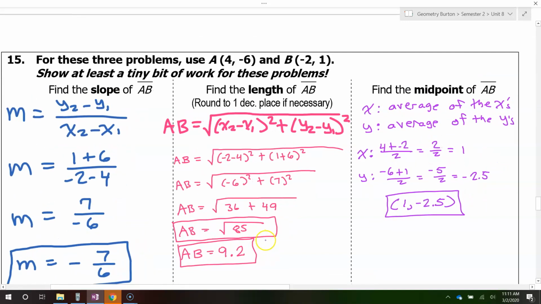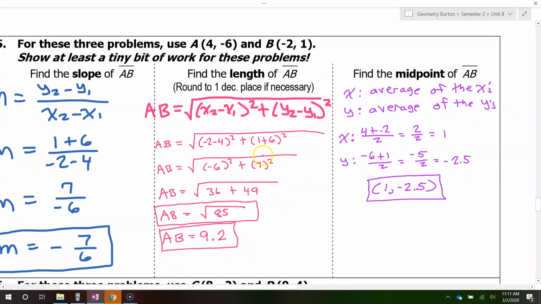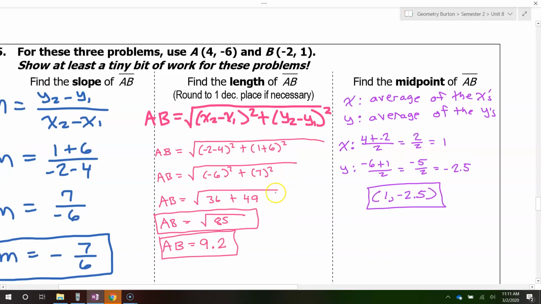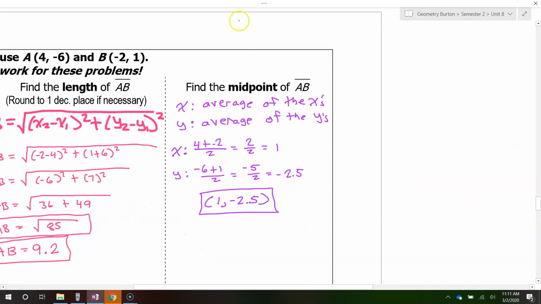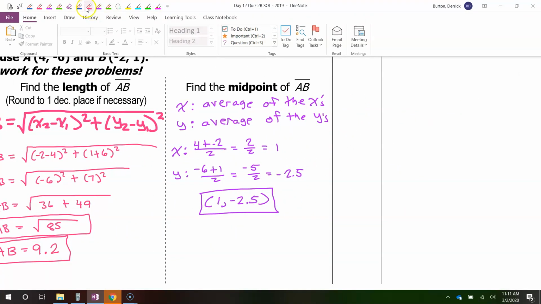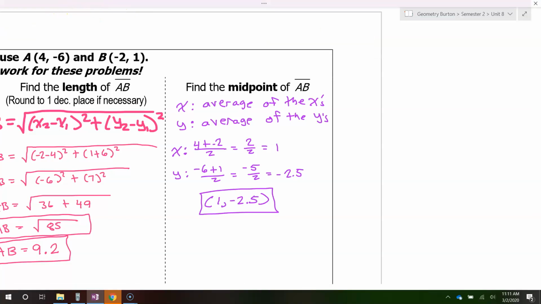Okay, going back to the length for a moment. All right, I found the length using the distance formula, but there was another way that I could have found the length that I wanted to mention before I move on. And that is, I could have basically done the Pythagorean theorem. So this is not going to be an accurate graph, so don't worry about it. All that matters is the horizontal change and the vertical change.